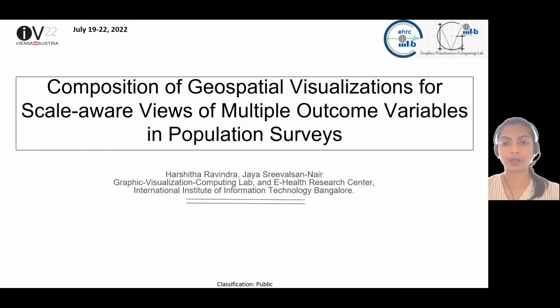Today I'll be presenting my research paper with Professor Jayashree Wilson Nair titled Composition of Geospatial Visualizations for Scale-Aware Views of Multiple Outcome Variables in Population Survey. In this work, we demonstrate the inferences from visualizations using a case study on malnutrition in children under 5 in India. Our work shows that such a visual composition of binary relationship presented in visualization and the juxtaposed layout of such pairwise variable is effective in making inferences from the multivariate spatial point patterns in population data.